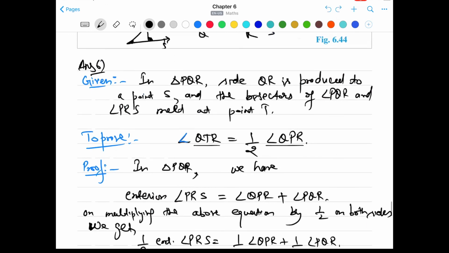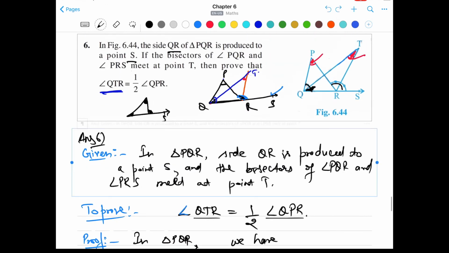So this is how we can complete question number 6. I hope you understood the whole question. In order to understand this question better, practice all these questions at least 2-3 times by yourself, and only then will you be able to understand them better. Okay, so with this we have concluded exercise 6.3 and also chapter 6.